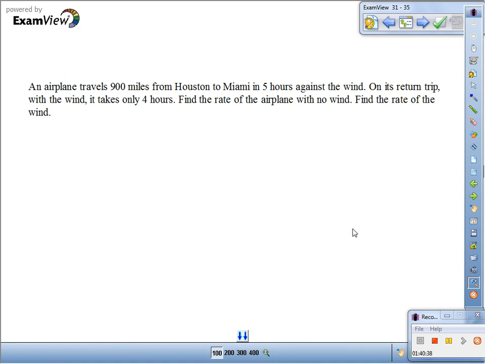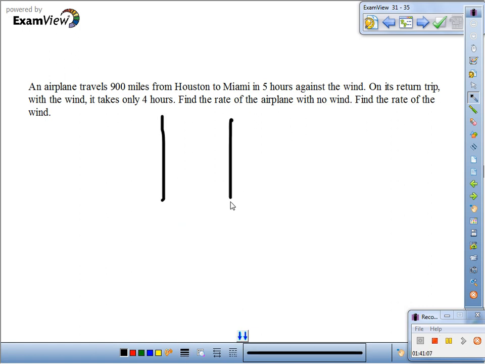It says, an airplane travels 900 miles from Houston to Miami in 5 hours against the wind. On its return trip with the wind, it takes only 4 hours. Find the rate of the plane with no wind and find the rate of the wind. So for this one, how many lines down, everyone? 3, and 2 across.